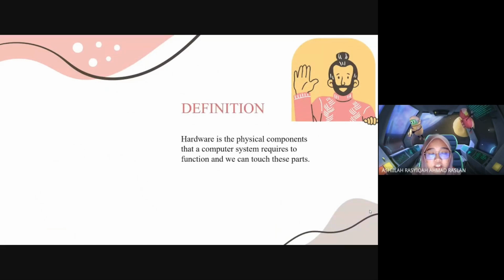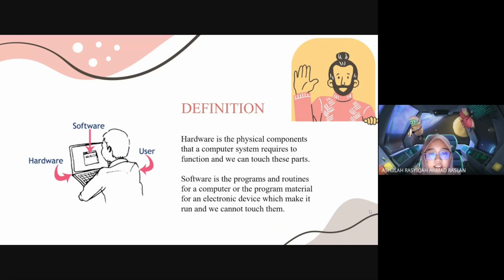Definition. Hardware is the physical component that a computer system requires to function, and we can touch this part. Software is the program and routines for a computer, or the program material for an electronic device which make it run, and we cannot touch this part.